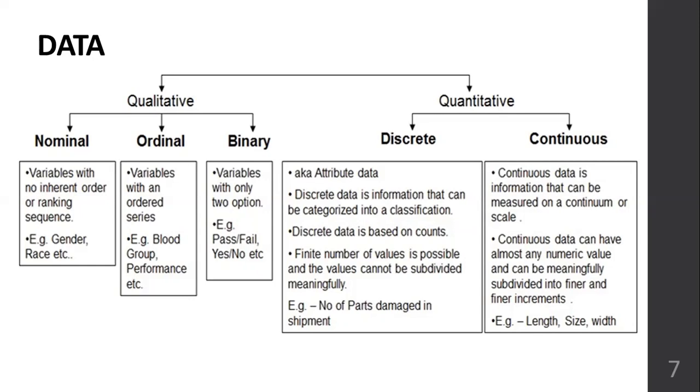Under qualitative data, you have nominal, ordinal, and binary. Nominal means you are nominating a category. It's usually categorical. Here the variables or categories don't have any ranking sequence. They don't have an order in which they have to be put. For example, gender. When you fill up a form, in the gender area, you have male, female, or other. It's not in a particular order that male should come first, female second, other at the last. There is no particular order. It could be others, male, female, or female, male, others. There is no specific order in which the form should be made.